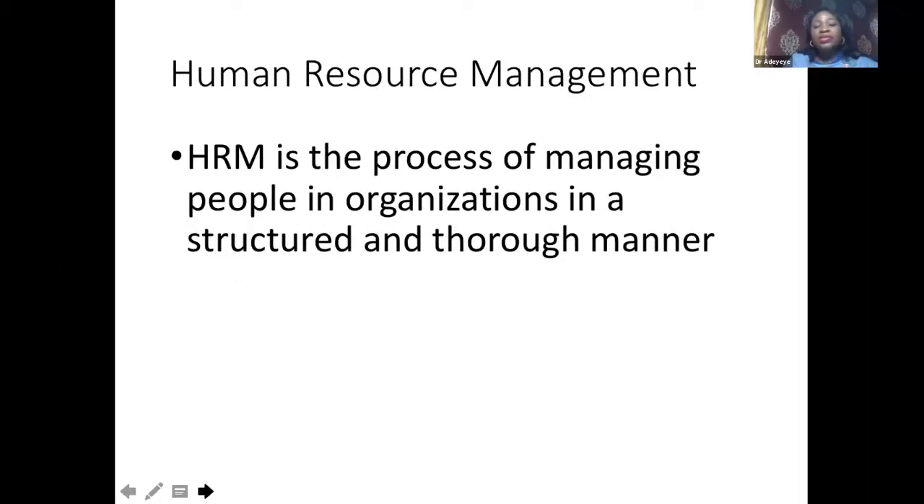So human resource management is a process of managing people in organizations in a structured and thorough manner. Structured and thorough manner. Please underline the word structured. So what structure do you have? Don't forget yesterday we said that, don't say that, oh, my plans, my structure is in my head and I'm cool like that. You are not cool. We are not cool with you. You are also not cool.